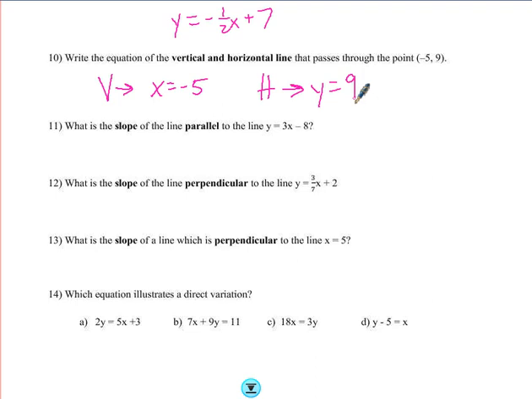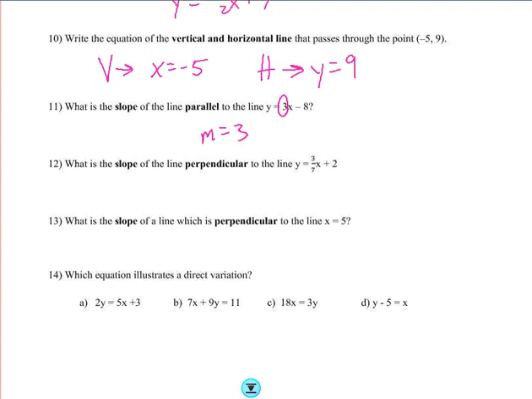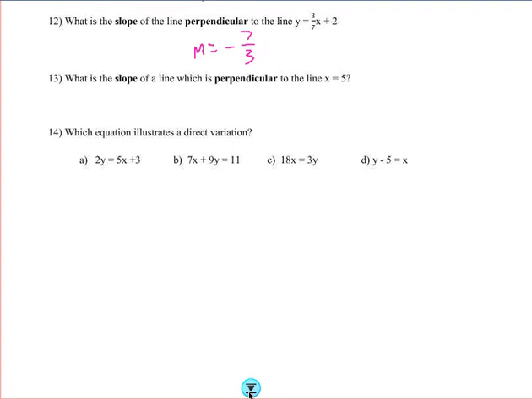The slope of a line parallel to this line, parallel lines have the same slope. So the answer is just m equals 3. Number 12, the slope of a perpendicular line, that's the opposite reciprocal. Opposite and reciprocal, so negative, and then we flip the fraction. Notice I didn't put x after either one of those, it's just the number. Okay? The slope of a line perpendicular to the line x equals 5. Well, x equals 5 is a vertical line with a slope of undefined. The perpendicular line is horizontal. Horizontal lines all have a slope of 0.